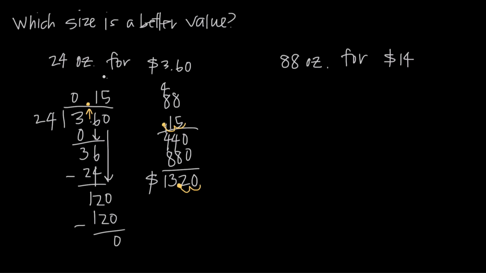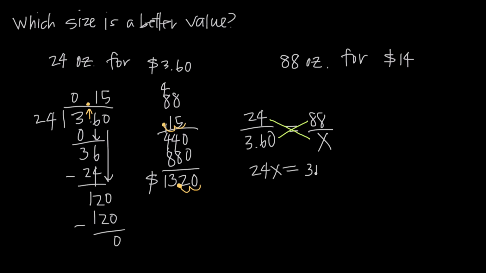The other way we could do this, instead of with long division and multiplication, is to set up a proportion. We could put 24 ounces for $3.60 into a ratio, a fraction like this. 24 ounces for $3.60 should be equal to 88 ounces for X dollars. This works because we've got ounces in the numerators and price in the denominators. Since we've set up a proportion, we just cross multiply: 24 times X and 3.60 times 88, and we get 24X is equal to 316.8.